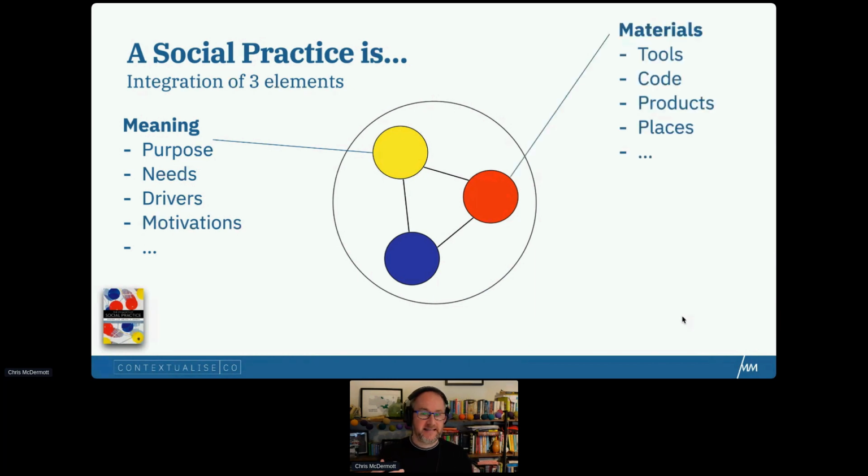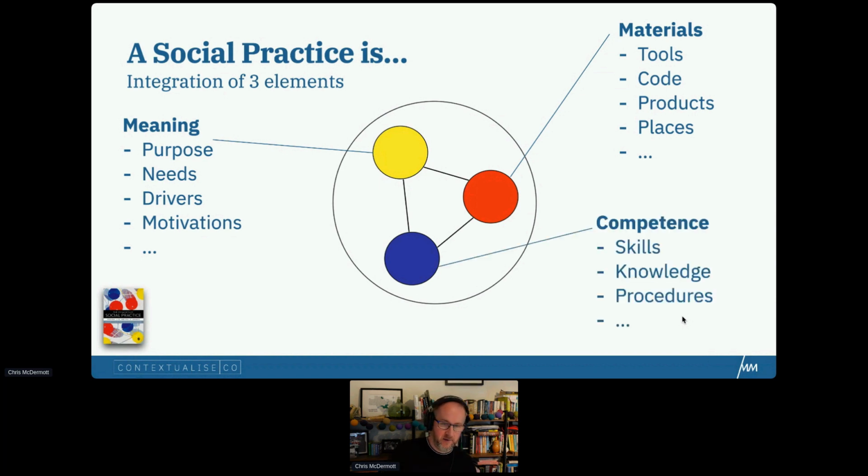The next one to then consider is materials. To perform a practice, we need a thing. Things play a part. This is quite a broad thing to consider, but it's the tools we use. If we're software developers, it could be the code we write, the products we build, the products we use. It's the pen and paper on the table you just used to write your name. It's also places and where practice is done.